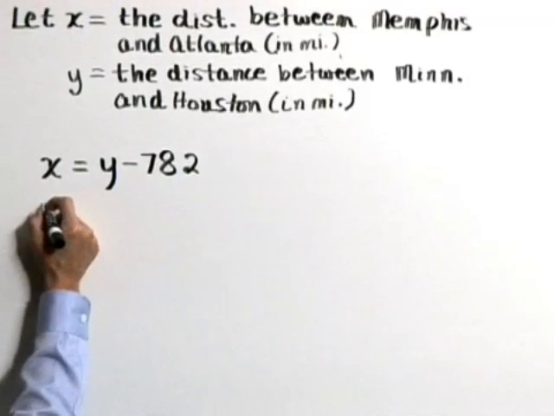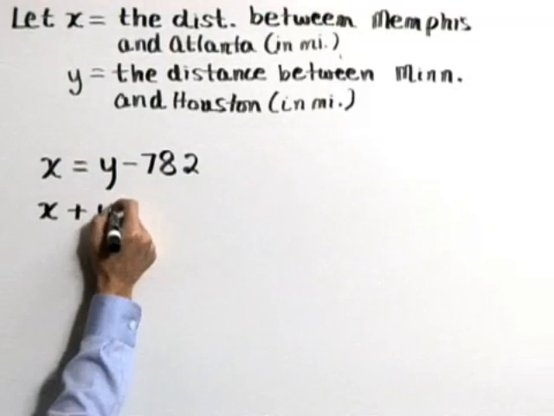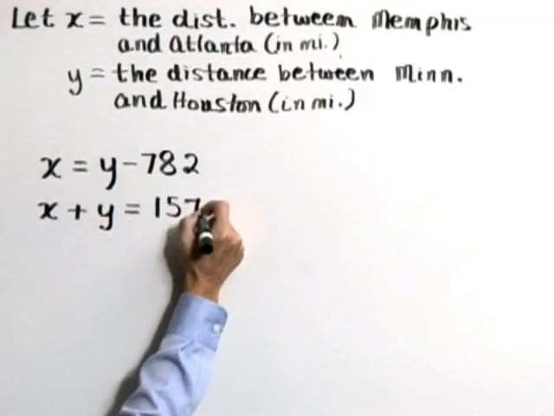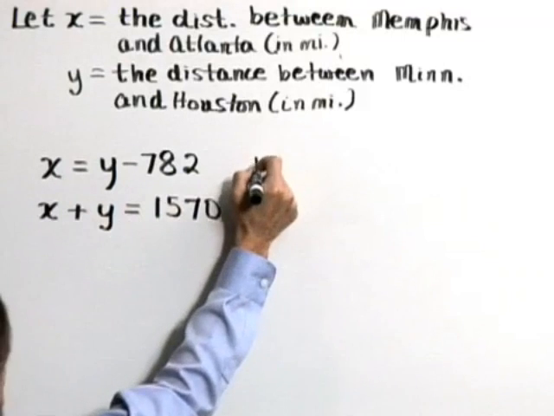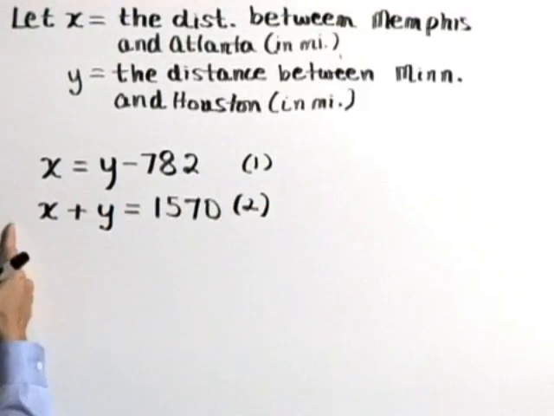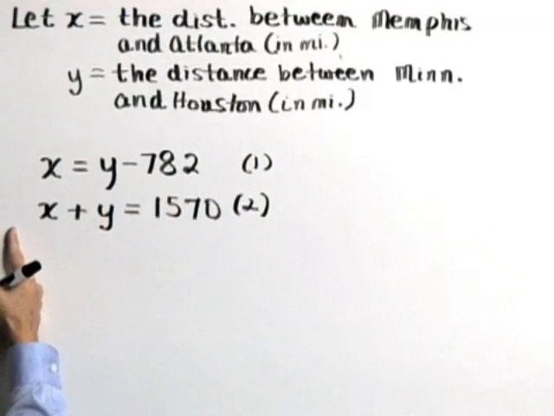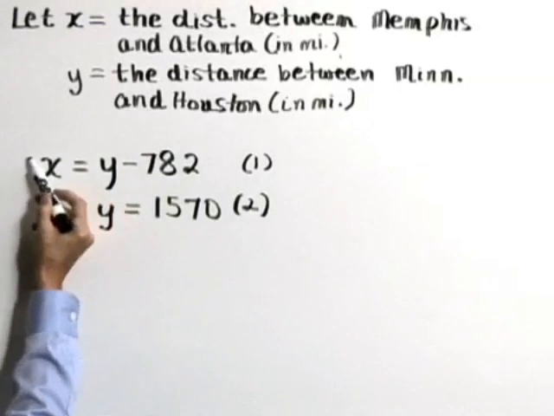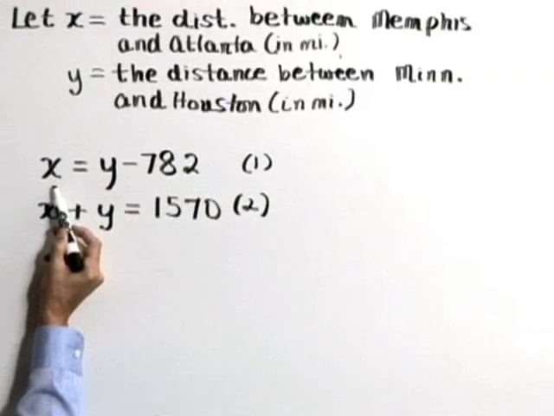So total means to add these together. x plus y is equal to 1,570 miles. Let's call these equations 1 and 2. So we've written our system of equations. Now let's solve this system in step 4. I'm going to use a substitution method since we have x already isolated.